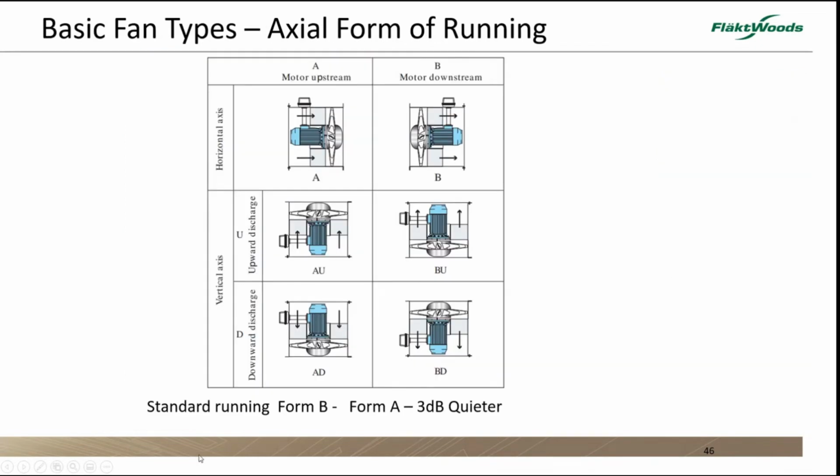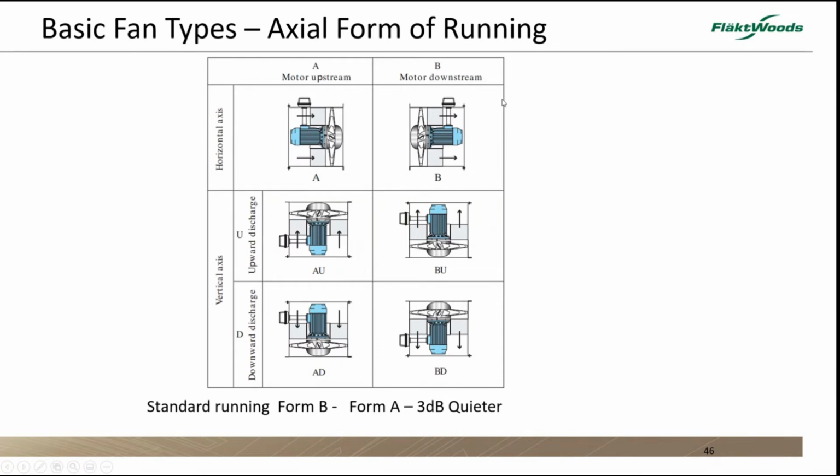We have specific ways of mounting the fans. So globally, this description of the fans applies to all axial flow fans. And this is the standard. Type B, horizontal mounted is the standard. And the easy way to remember that for me has always been that the air comes to the impeller before the motor. Type A, it's after the motor.